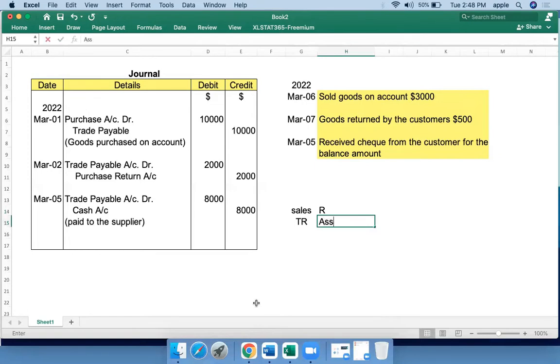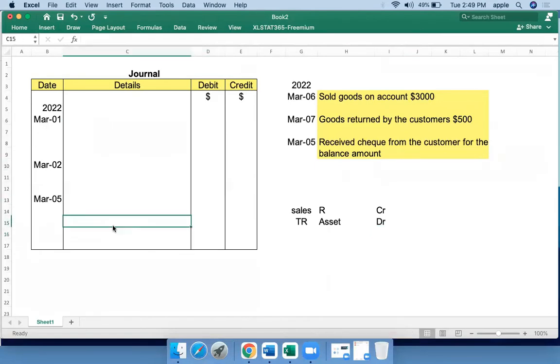Which is increasing, which is decreasing? Revenue is increasing, asset is also increasing. Both are increasing. Increase in revenue, credit. Increase in asset, debit. Right? Yes. So do the journal entry. What will be the journal entry?